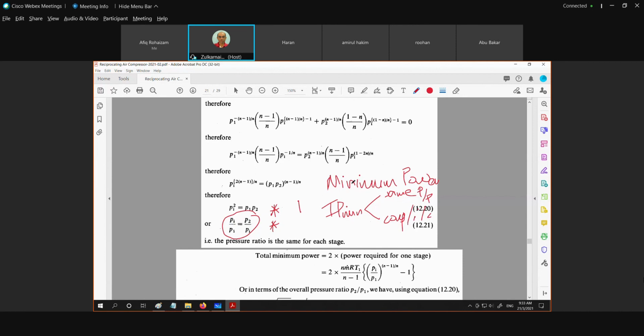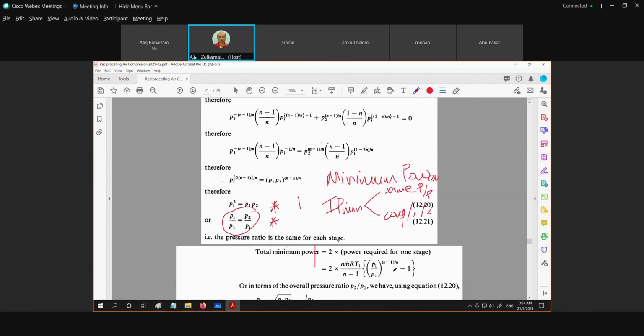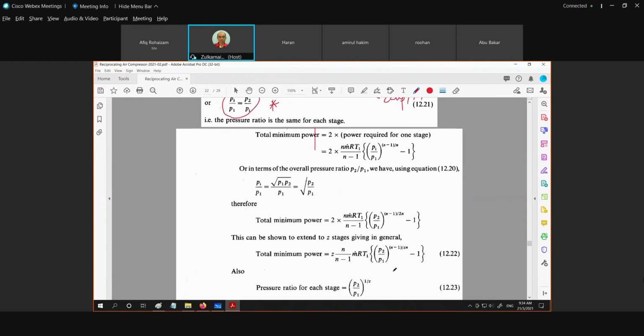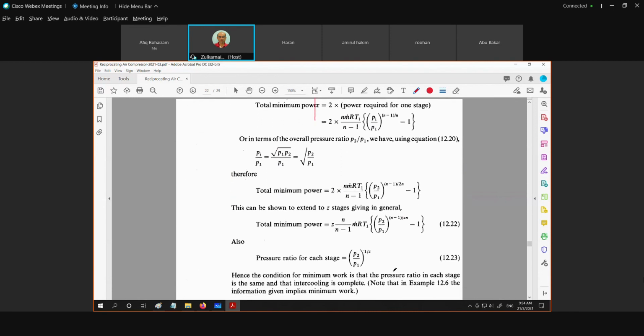Mesti. Itu yang kita buat tadi tu. Macam saya buat tadi kan ada satu case tu. Jadi kalau kita ada dua stage, complete intercooling, same pressure ratio, jadi kerja yang kita akan dapat adalah kerja yang minimum. So just multiply by 2 lah, either one of the stage punya power ataupun work. Right? So ni yang saya tunjukkan tadi, this is what we have.